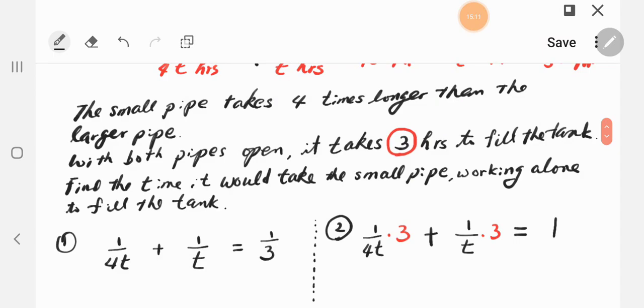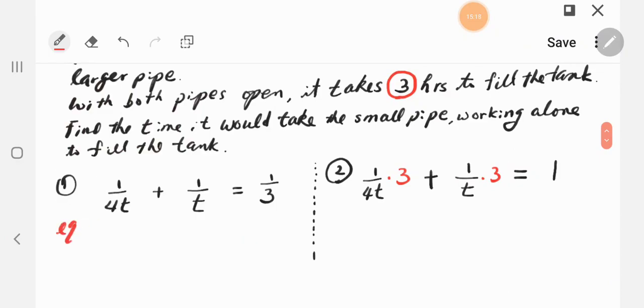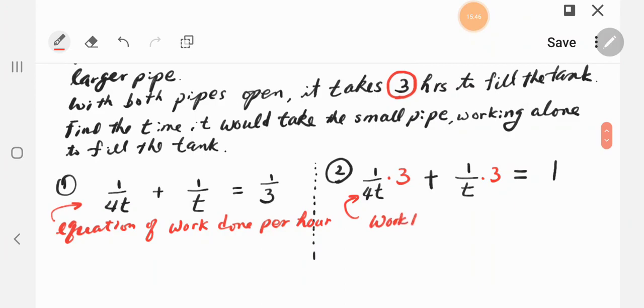Both worked for 3 hours so that they filled one complete tank. So we have two equations. The first equation is the equation of the work done per hour. And this one is the equation by multiplying the work rate by the time for both pipes to complete one job. It will be one job.